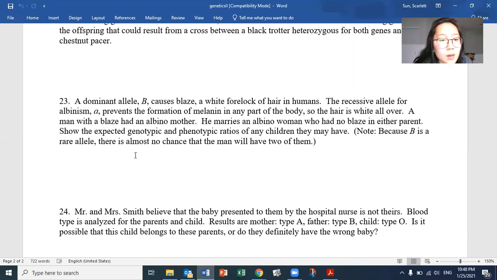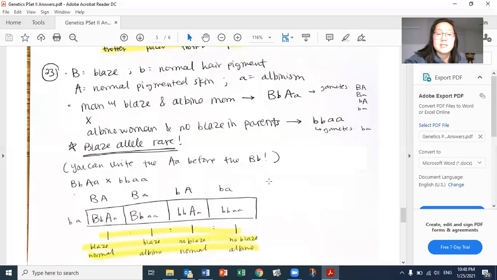A man with a blaze had an albino mother. He marries an albino woman who has no blaze in either parent. Show the expected genotypic and phenotypic ratios of any children they may have. Again, note, because capital B for blaze is a rare allele, there's almost no chance that the man will have 2 of them. So we're going to assume automatically that he only has 1 blaze allele. Makes it a little easier for us.